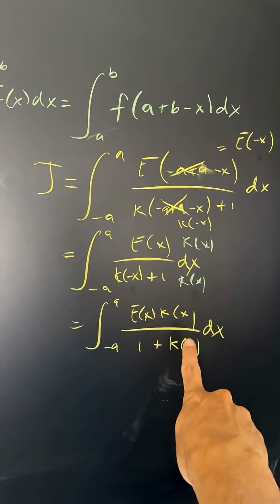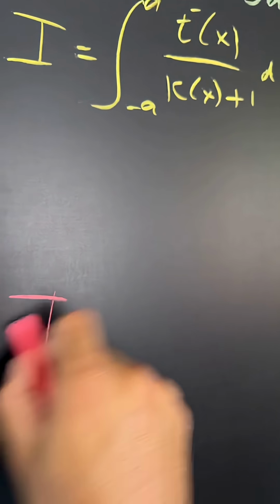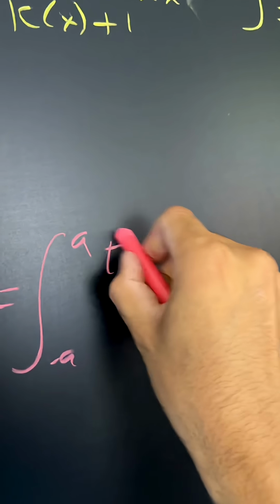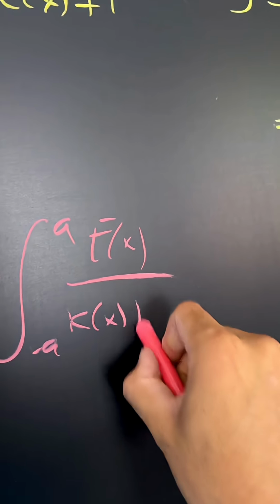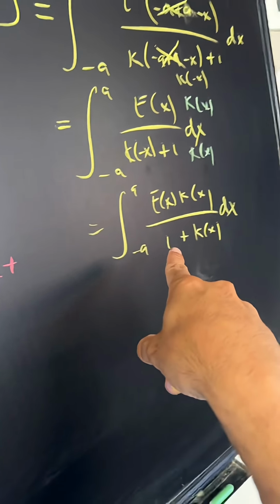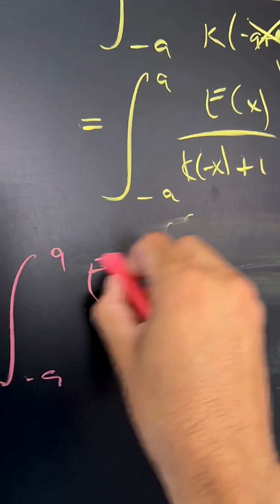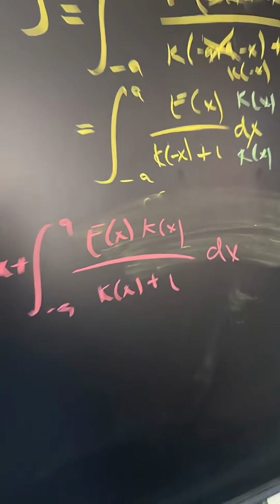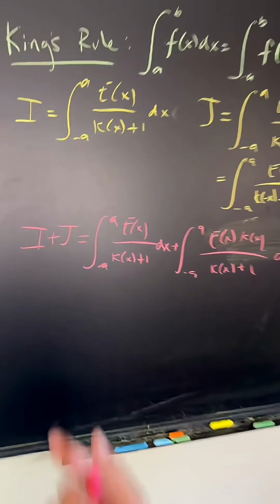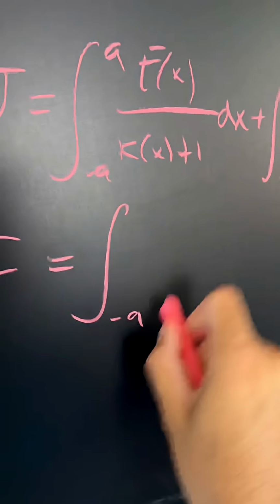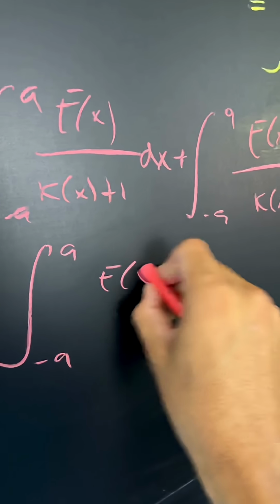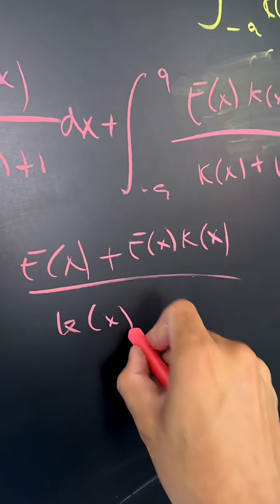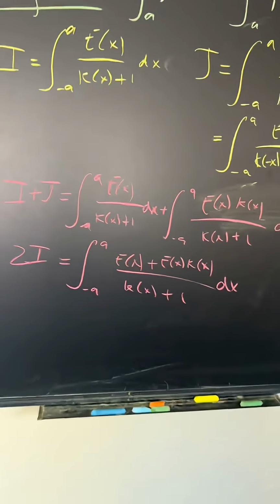Okay, so I still have this integral is equal to this integral right here. I'm going to do I plus j is going to equal to the integral from negative a to a of e of x over k of x plus 1 dx plus, and then I have this integral over here. Let's do integral from negative a to a, e of x k of x over k of x plus 1 with respect to x. Okay, so these two things are being added together. We do 2i equals, so it gives us negative a to a, and then we have e of x plus e of x k of x over k of x plus 1. And I keep saying e to the x, but I meant e of x. I'm so sorry about that.